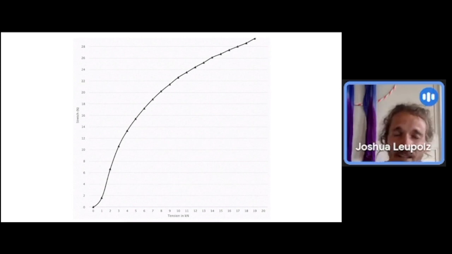So roughly 7% of stretch should be there, if I calculated correctly. So 7% of stretch should be happening if you tension it from 2.5 to 5 kilonewton. But in this case, it's done relatively slowly, so you get a lot of stretch.